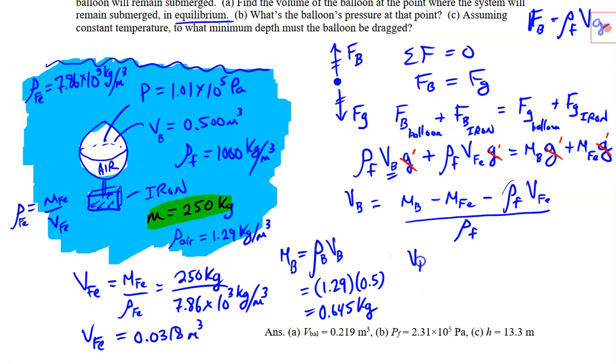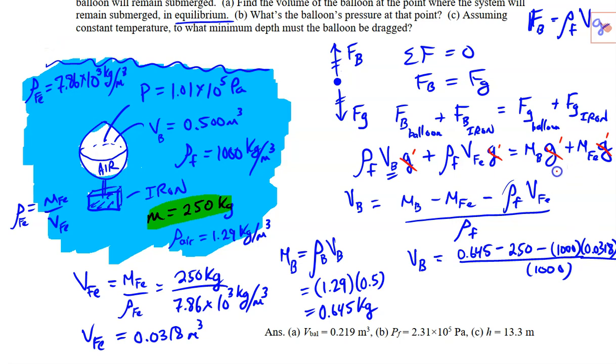Now we just have to plug away in here. We have the mass of the balloon that we just recorded, 0.645, the mass of the iron, which is 250, and then, that doesn't make sense now that I look at it. Anyway, I'll continue. Then 1,000, multiplied by the volume of the iron, which is 0.0318, and then that's all divided by 1,000. Now, I see an error because I'm going to have a negative number here, and that doesn't make sense, but that's okay. First time I'm doing this.